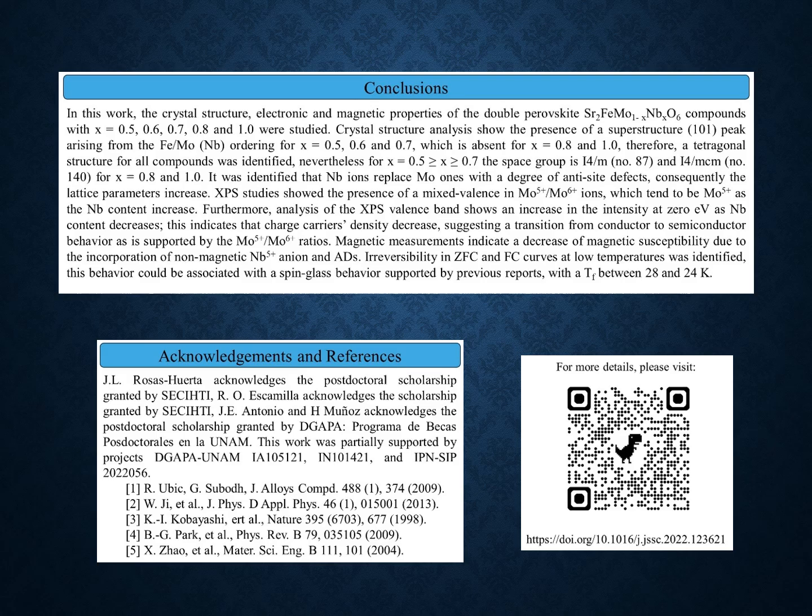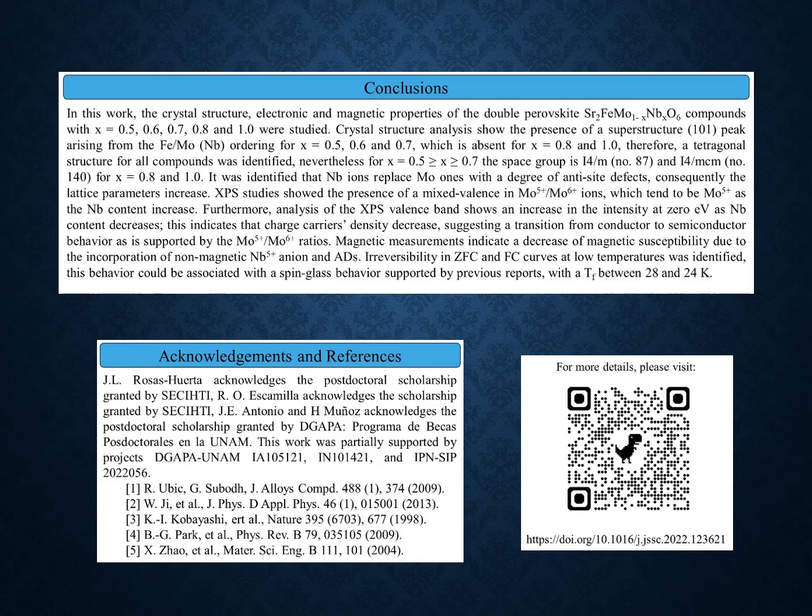In summary, in this work, the crystal structure, electrical and magnetic properties of the perovskite Sr2FeMo1-xNbxO6 were studied. A structural phase transition was identified for x greater than 0.7, going from tetragonal I4/m to I4/mcm due to the disorder introduced by niobium at the molybdenum sites. This impacts the electronic and magnetic properties such that the mixed valence of molybdenum 5+, 6+ tends to be mostly 5+ as the niobium content increases.